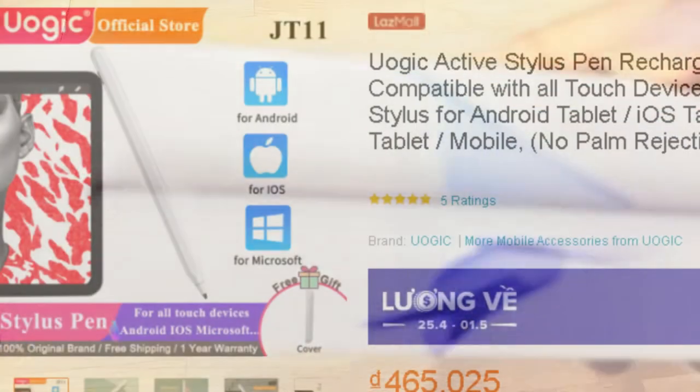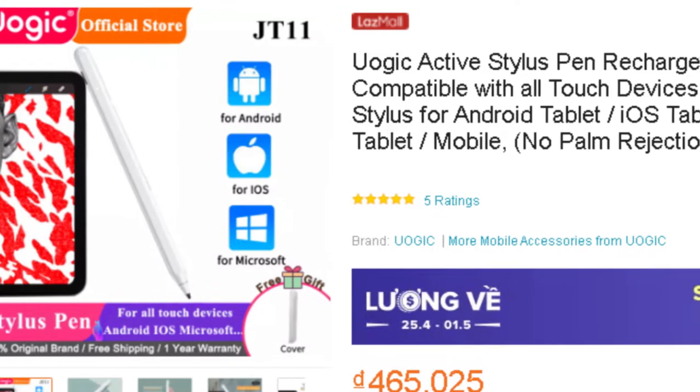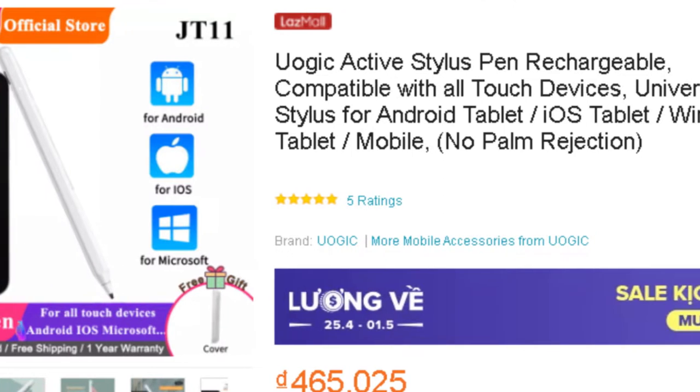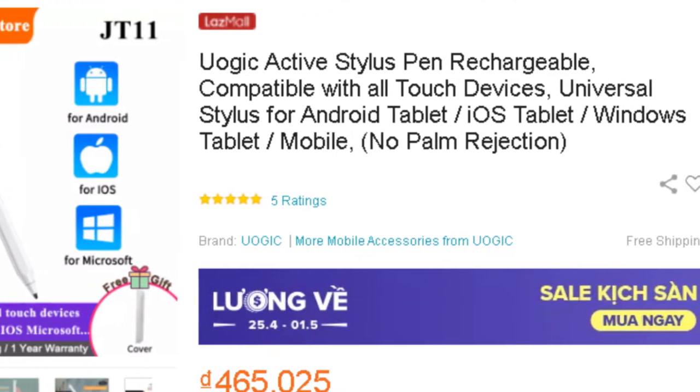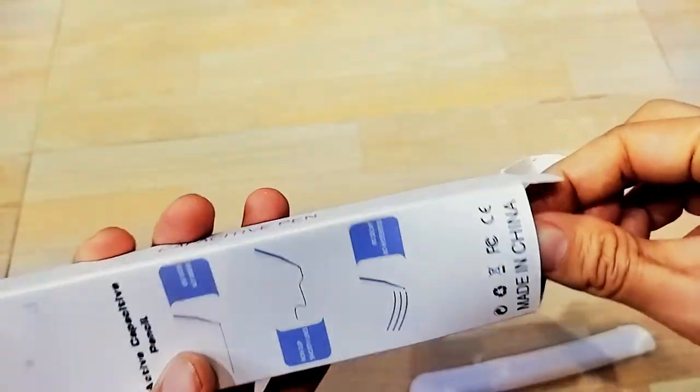This doesn't have any name, so it looks like the company who makes this one may produce this no-name pen for some famous brands. But this doesn't have any brand name. Here they call it pencil, here they call it a pen. It comes with some extra tips.